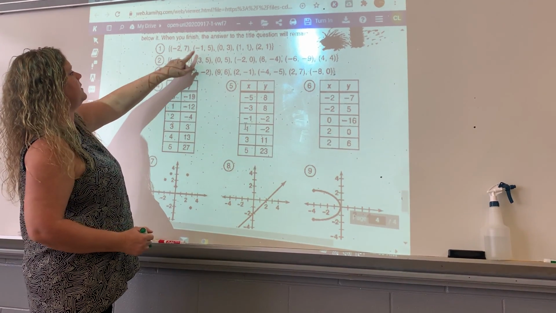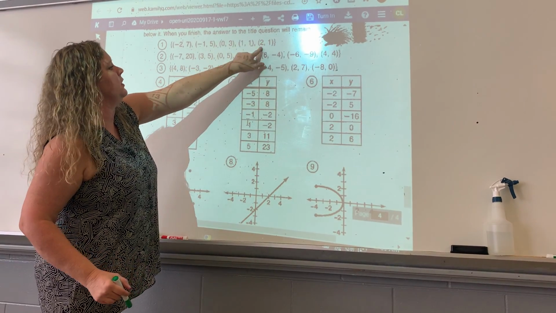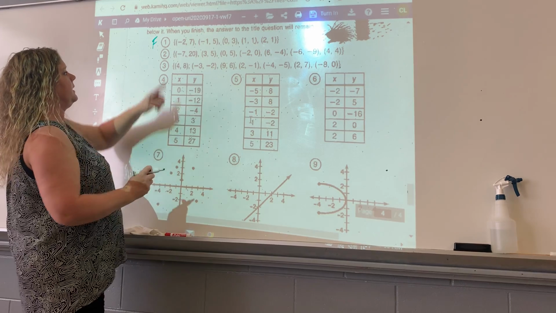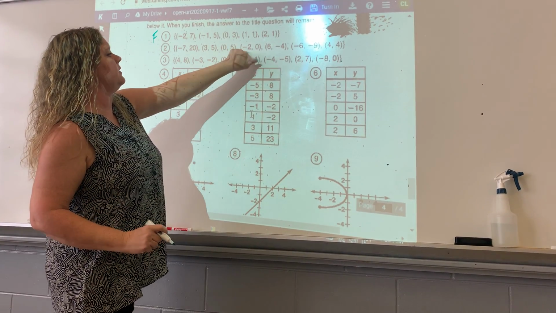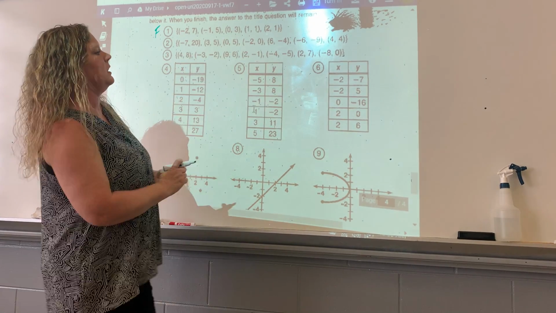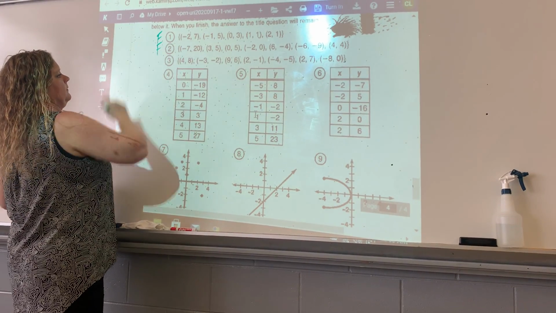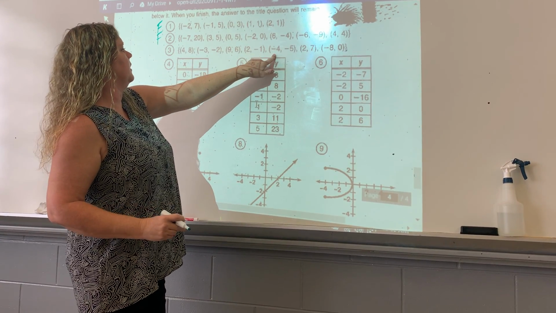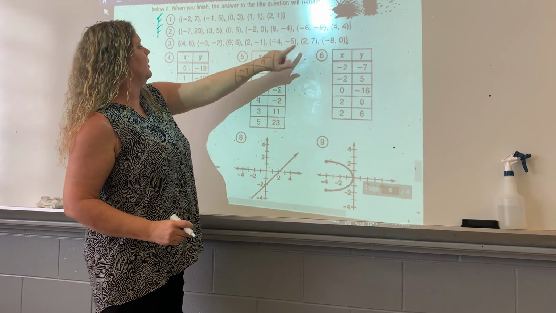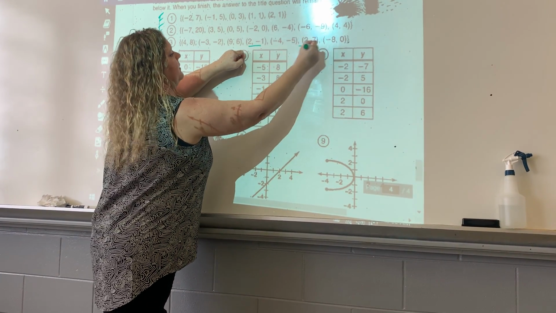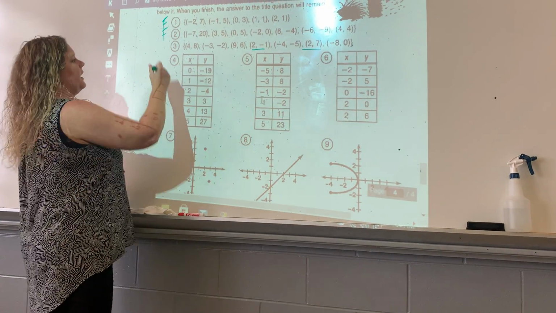So right here, -2, -1, 0, 1, 2. Nothing repeated, did it? So function. -7, 3, 0, -2, 6, -6, 4. I don't think anything repeated, did it? So function. 4, -3, 9, 2, -4, 2, 2 and 2, right? That repeated with a different y value, so it is not a function.